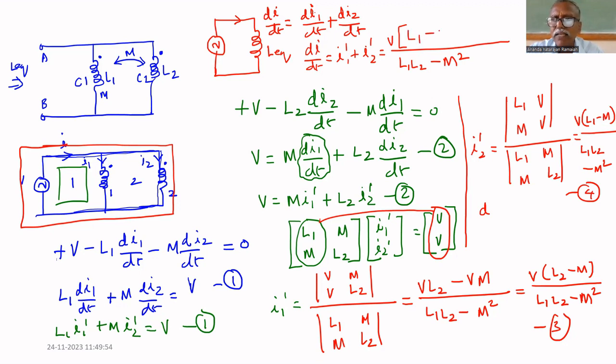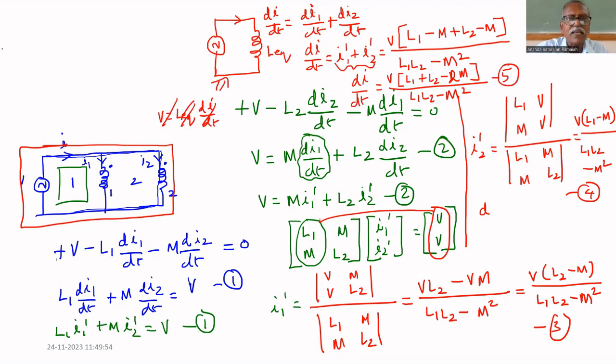L1 minus M plus L2 minus M, that is equal to V times (L1 plus L2 minus 2M) upon (L1 L2 minus M square). Let it be the fifth equation.